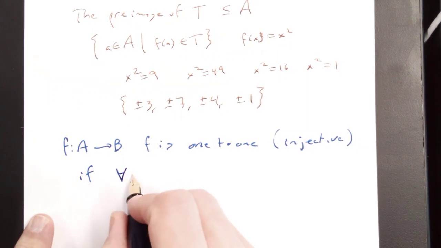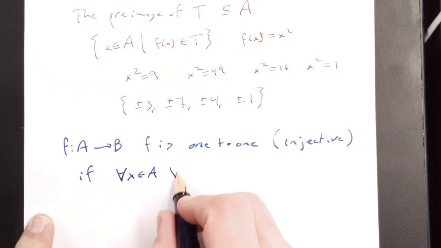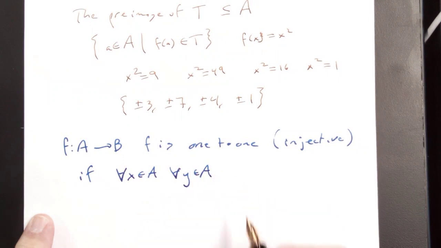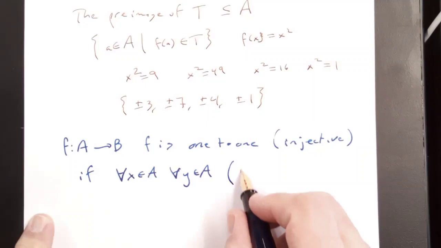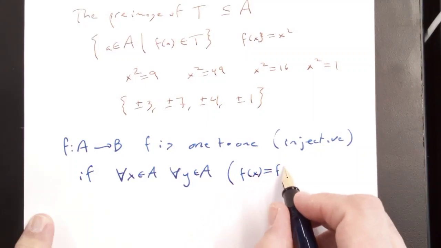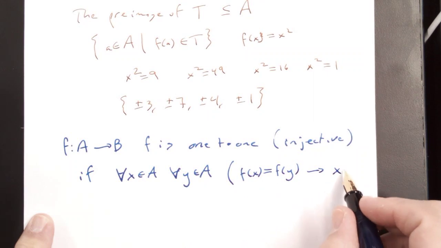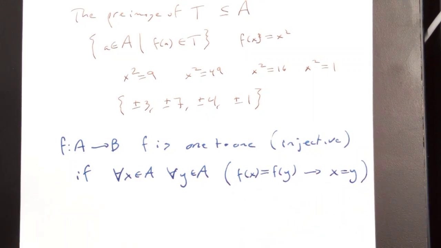For all X in A, for all Y in A, if the outputs are equal, then the inputs must have been equal. The only way to land on the same thing is to start from the same place. Wait a second. Somebody, what's the contrapositive of this? You thought I'd get away from it. No, not ever. What's the contrapositive of that sentence?